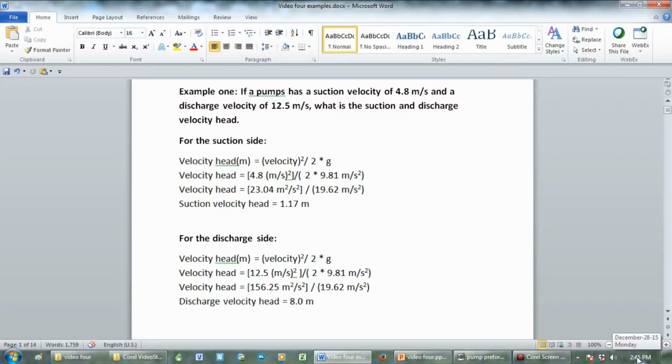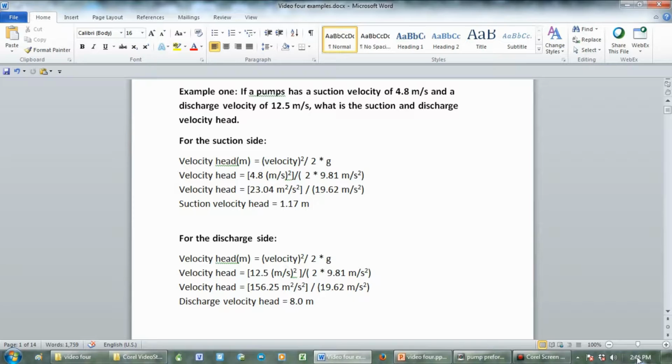Here's our example. Our pump has a suction velocity of 4.8 meters per second and a discharge velocity of 12.5 meters per second. What is the suction and discharge velocity head? For the suction side, velocity head in meters equals the velocity squared divided by 2 times g. Velocity head equals 4.8 meters per second squared divided by 2 times 9.81 meters per second squared. Velocity head works out to 1.17 meters.